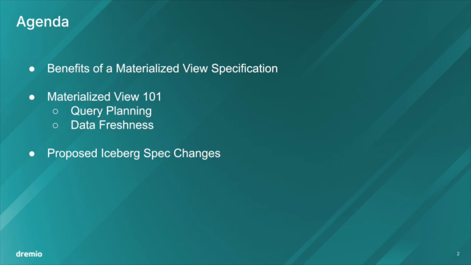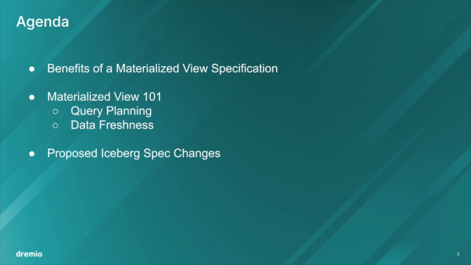All right, so in terms of agenda, I'm going to first talk a bit about the benefits of having a materialized view specification in Iceberg, right? And it really comes down to being able to have multi-engine interoperability with these MVs. Then we'll go into some basics around MVs, like what is it? Why do you want to have them?